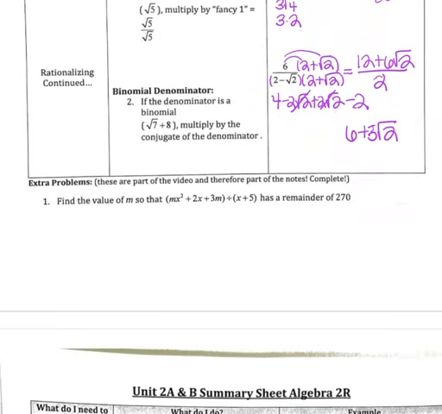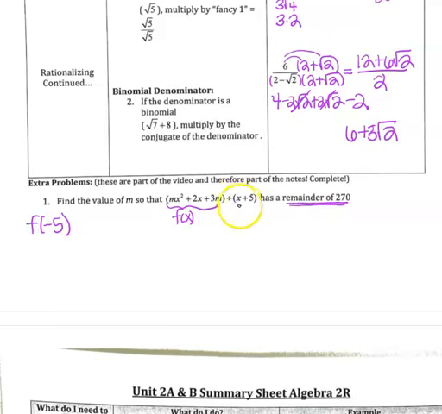All right, one last little question here, a little extra problem tying into something we talked about earlier. Find the value of m so that it has a remainder of 270. This is going to tie in with our factor and remainder theorem from the previous examples. If I know that this polynomial divided by x plus 5 has a remainder of 270, and maybe I'll just call this polynomial f of x for easiness here, that means that f of negative 5, which is the root of this divisor, must be 270, which is the remainder.